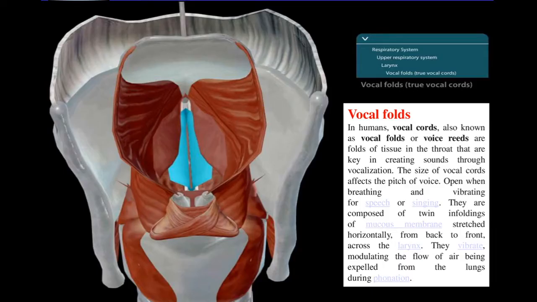In humans, vocal folds, also known as vocal cords or voice reeds, are folds of tissue in the throat that are key in creating sounds through vocalization. The size of the vocal cords affects the pitch of voice. They open when breathing and vibrate during speech or singing. They are composed of twin infoldings of mucous membrane, stretched horizontally from back to front across the larynx. They vibrate, modulating the flow of air being expelled from the lungs during phonation, or the production of voiced sounds, like all the vowels and some consonants.